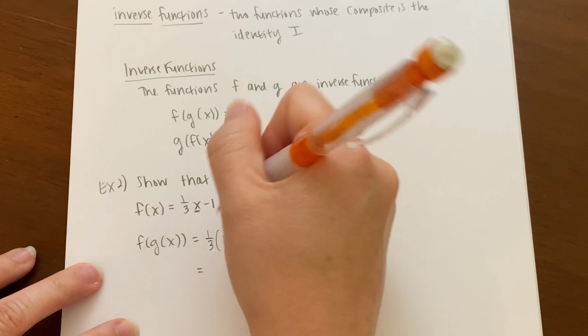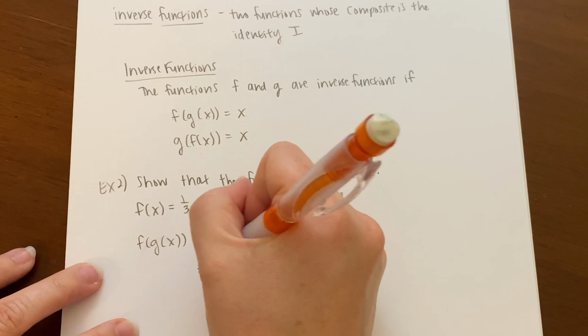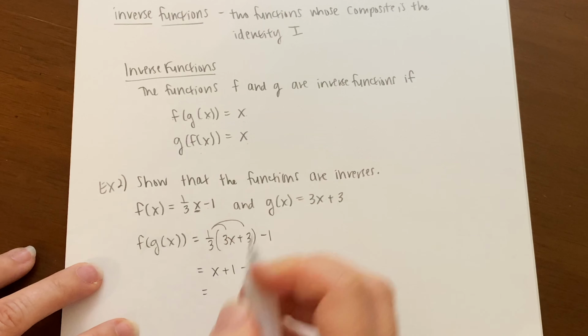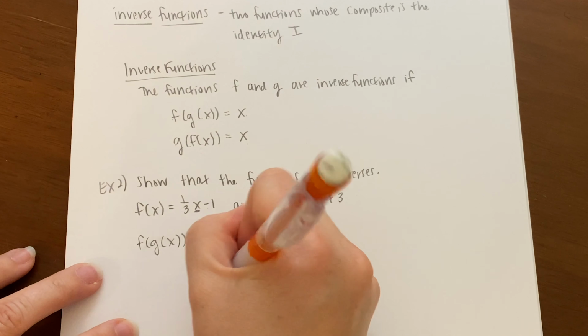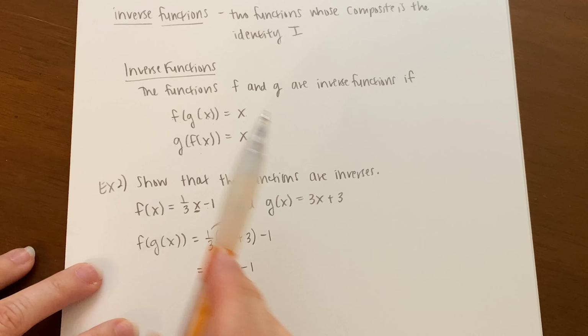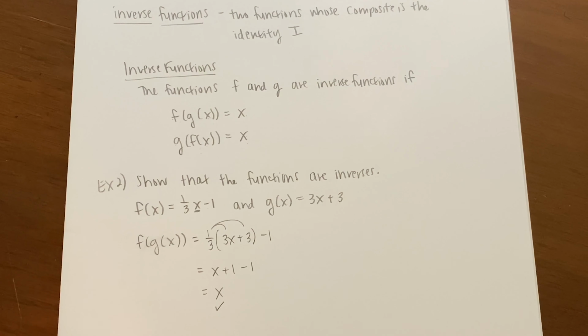Then I'm going to distribute the 1/3. So 1/3 times 3x gives me 1x. 1/3 times 3 gives me 1. So I have x plus 1 minus 1, that equals x. That's good. That's what we were hoping for. So once one of them is true, you have to also test the other one. You have to show both.